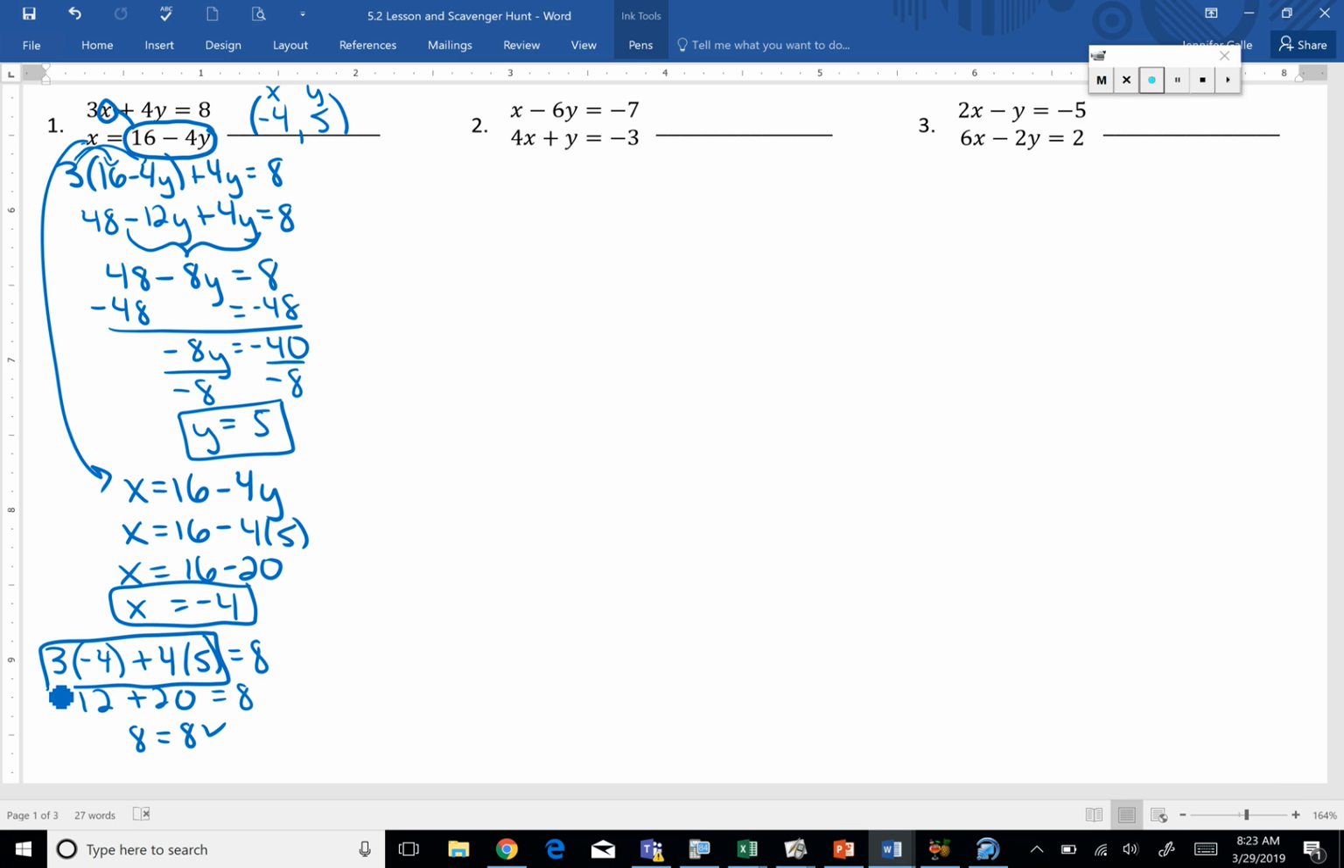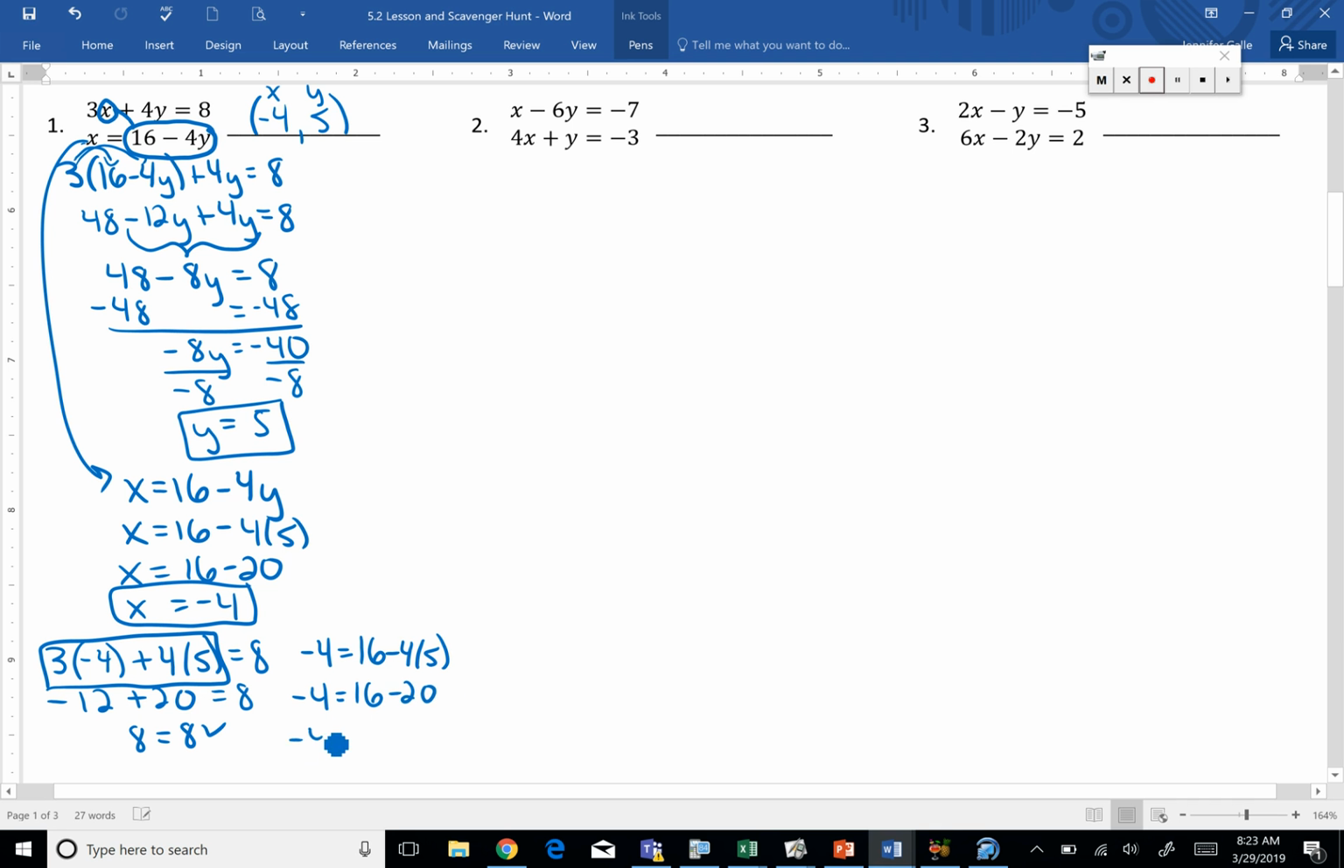That's okay. Second equation is x equals 16 minus 4 times y. Negative 4 equals 16 minus 20. Yes, it does. It checks in both. And again, that can just be a quick calculator check. Throw this side into your calculator, make sure it equals negative 4. Parentheses and all, type it in just as you see it.